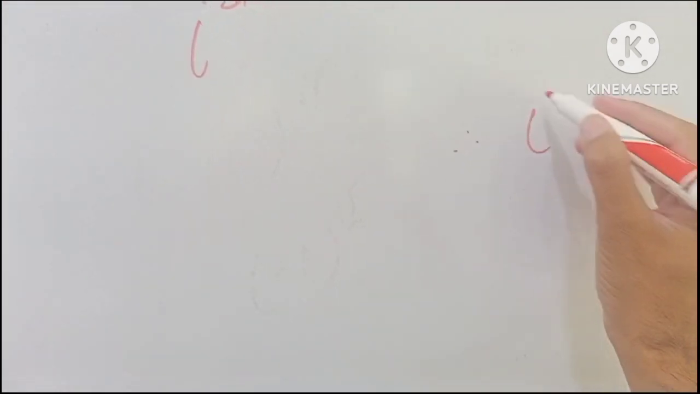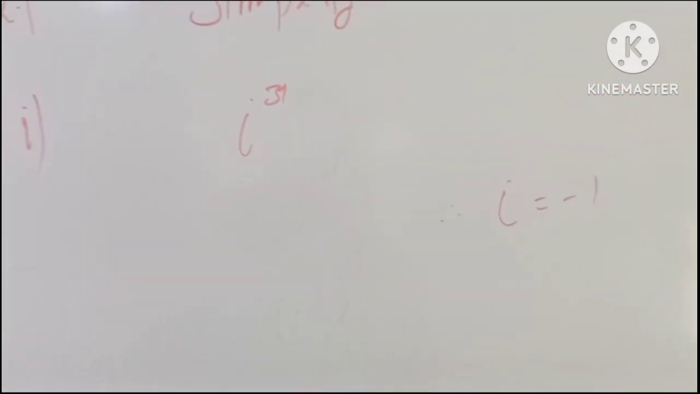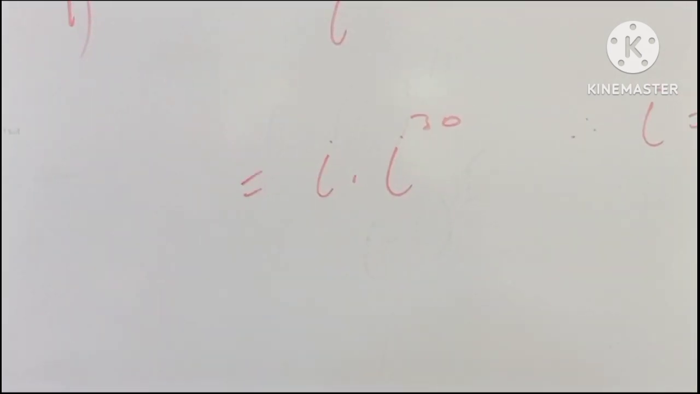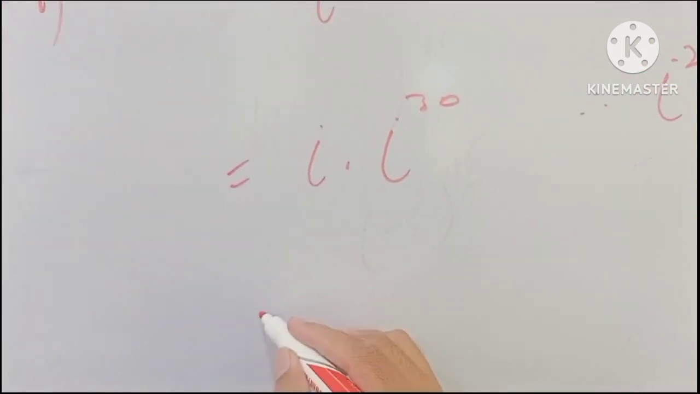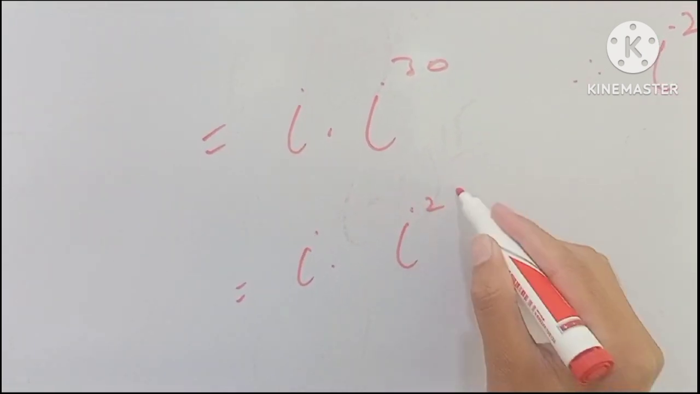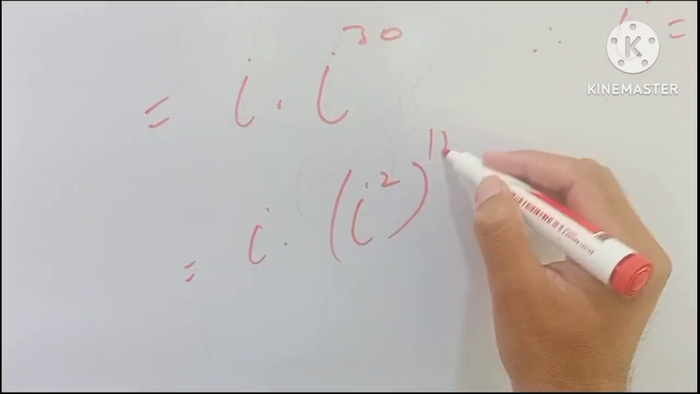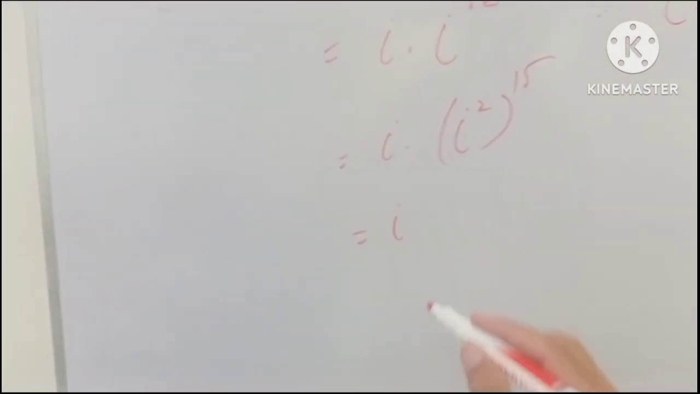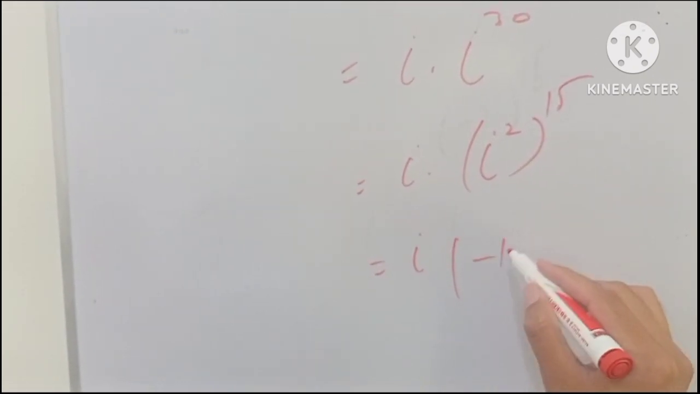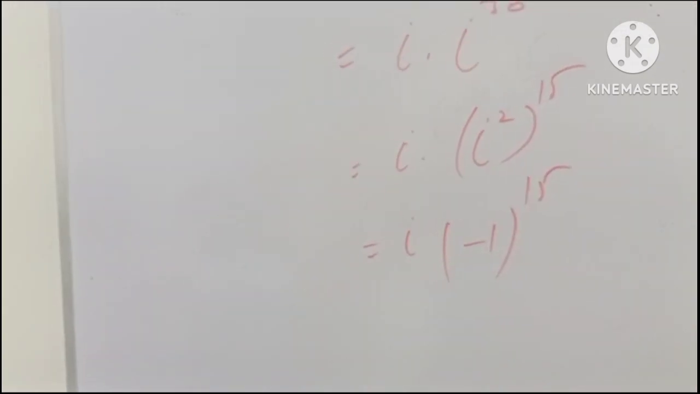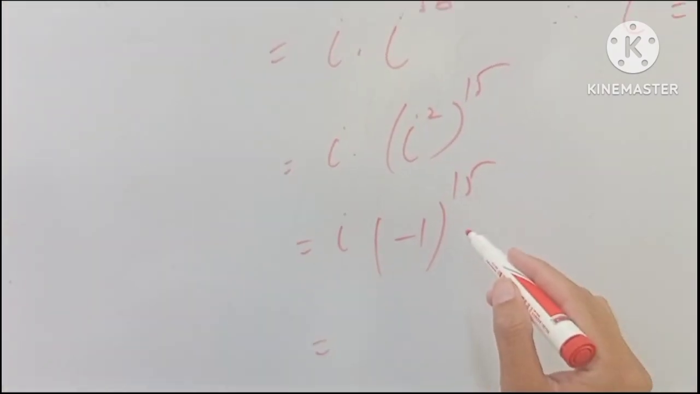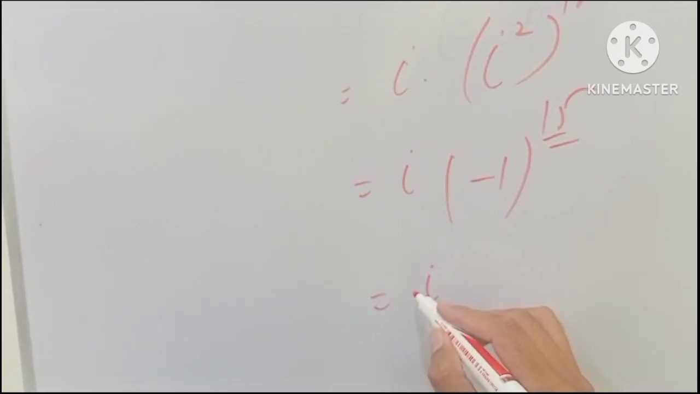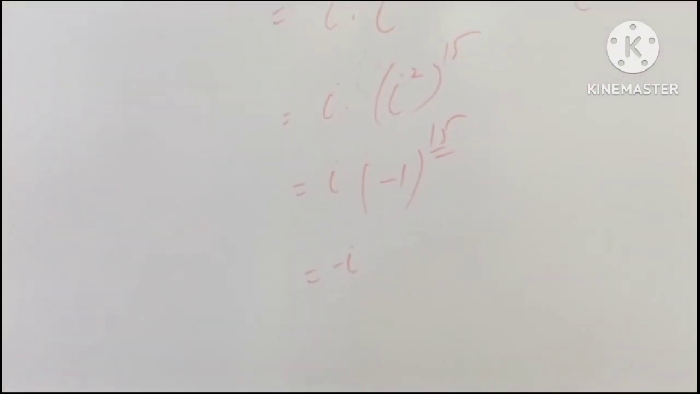As we all know that iota square is equal to minus 1, so we convert iota power 31 in the form of iota square. First we rewrite it as iota square to the power 15 times iota, that is iota power 30 times iota. Now we put the value of iota square, as we know it is minus 1, and power 15. As we all know that when power is odd, then the minus sign remains as such.